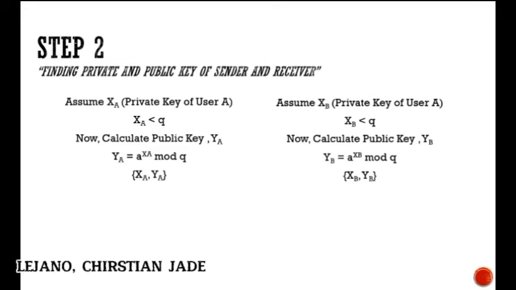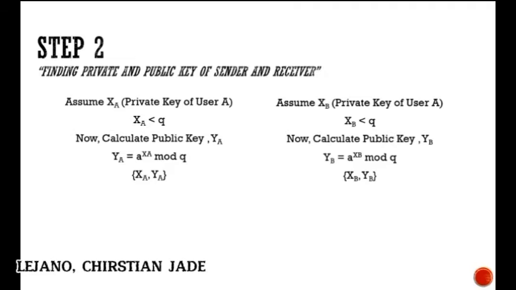Now, after selecting alpha, the next step is to find the private and public keys of the sender and receiver. The first step is to assume the private key of user A. While assuming the private key, we have to make sure that it is less than q. Then we go ahead and calculate the public key of user A, denoted by Y_A, given by this formula. To calculate the public key, we use the formula alpha raised to the private key of the user, mod q.